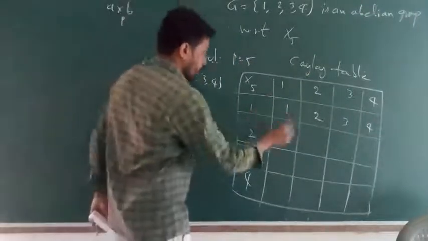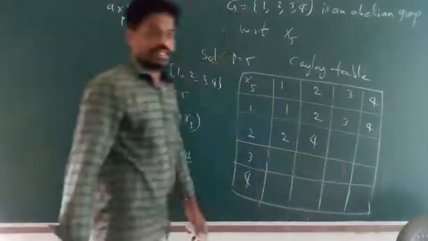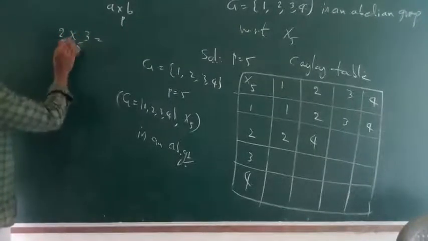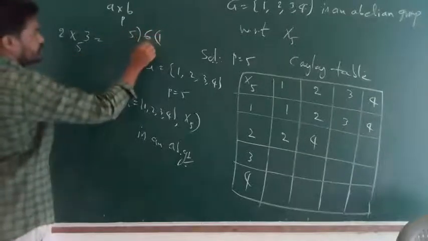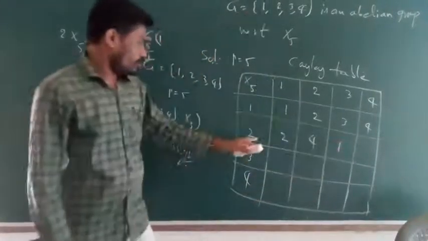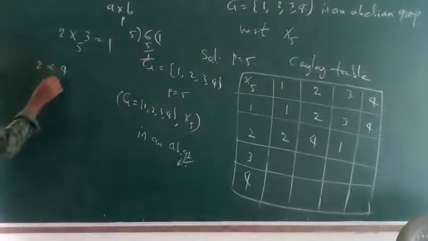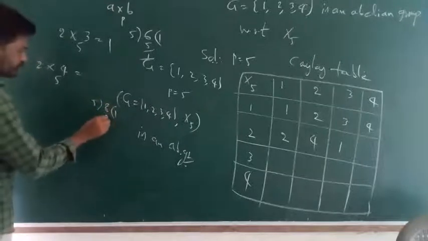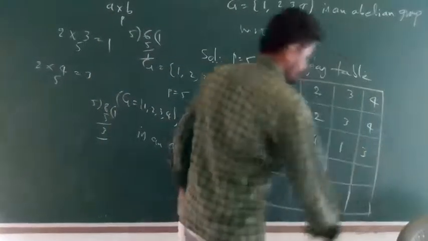Next, 2 into 1 is 2, 2 into 2 is 4, and 2 times 3 is 6. So 2 into 3 with respect to 5: 2 times 3 is 6, which is a big number. 5 times 1 is 5, so the remainder is 1. Next, 2 times 4 is 8, which is bigger than 5. 5 times 1 is 5, and the remainder is 3. This is the smaller one.